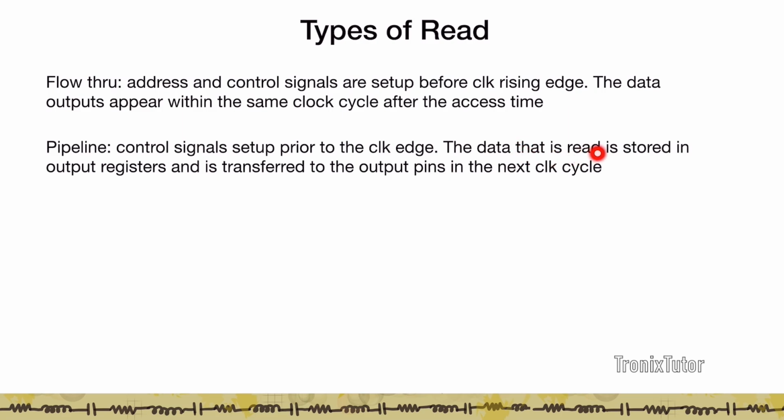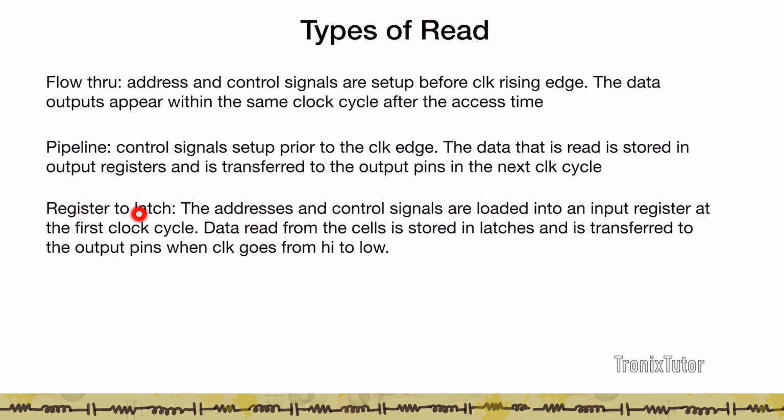However, the data that is read is stored in an output register and then transferred to the output pins in the next cycle. So there is a delay between when the SRAM reads the data to when it is available at the data pins. The third kind of read available is known as a register to latch. And here again, the addresses and the control signals are loaded into an input register at the first clock cycle. And the data that is read is stored in latches and is transferred to the output pin when the clock goes low. So this enables the user of the SRAM to have freedom to choose the timing of when the data will be available at the output pin.